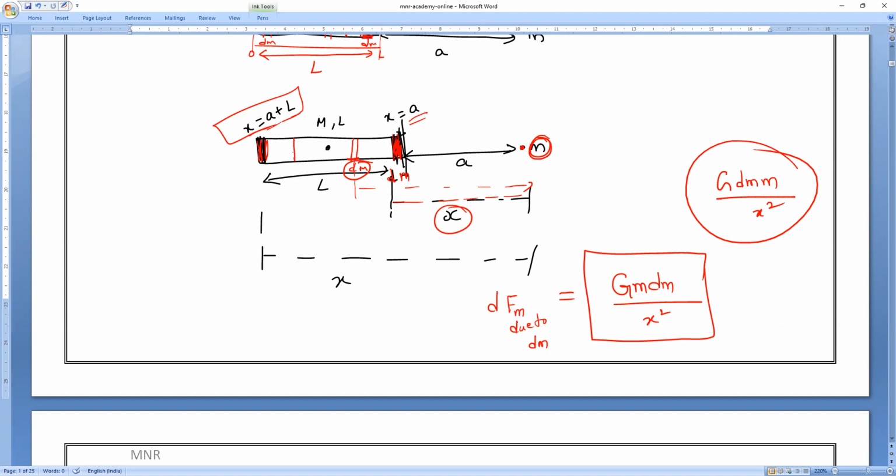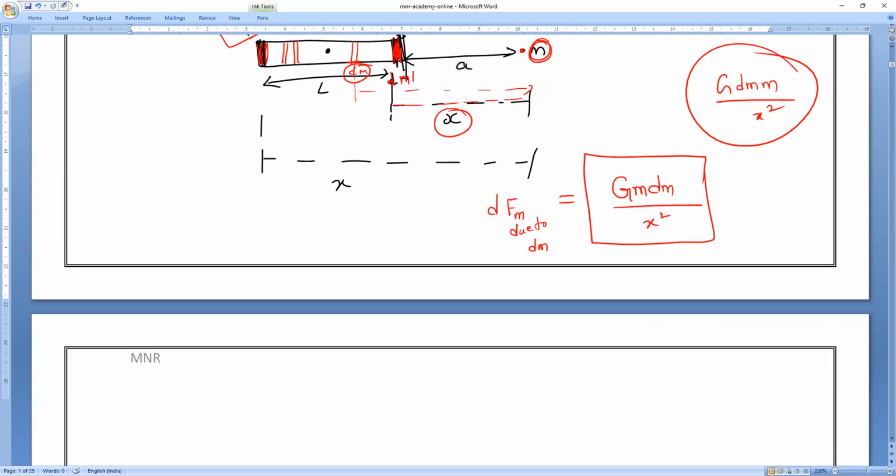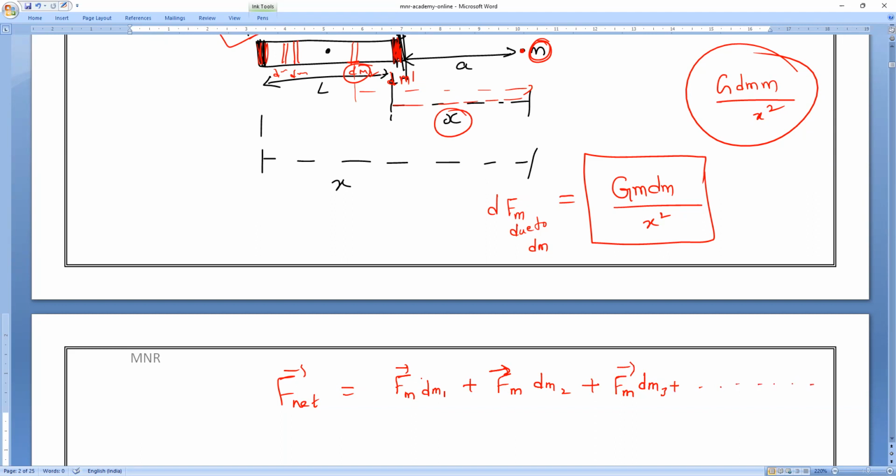Like that, I can take hundreds of segments. I will write this one is dm1, this one is dm2, this one is dm3, this one is dm4, like that. So that I will get the F net. F net is equal to, can you tell me, net force is equal to what? Fm1, the force experienced by the m particle due to the dm1 mass, plus Fm2, the force on m due to dm2, plus the force on m due to the dm3 particle, like that, going up to infinity. Am I right, everybody? Agree with me?